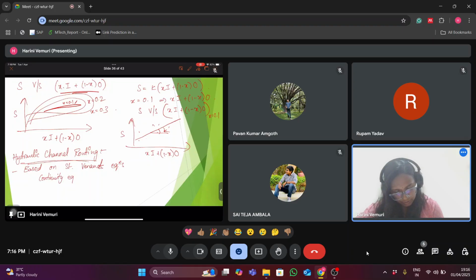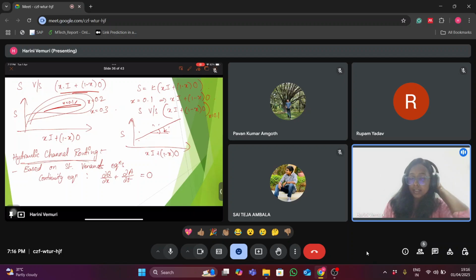So the continuity equation will be dou q by dou x plus dou a by dou t is equal to 0. Remember, here we are talking about partial differentiations, not the total differentiations. Okay.